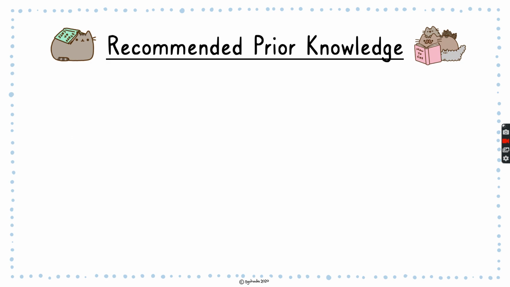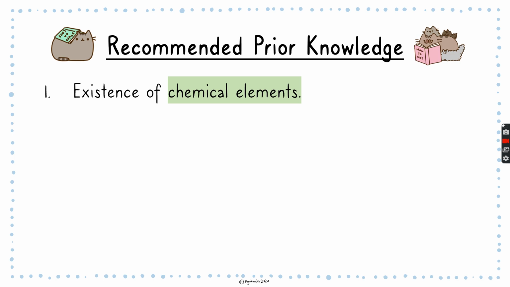Remember that we had some recommended prior knowledge. So we had to talk about chemical elements existing. These chemical elements are the elements that you can actually find in your periodic table, and they can be found in your body and also in your food.